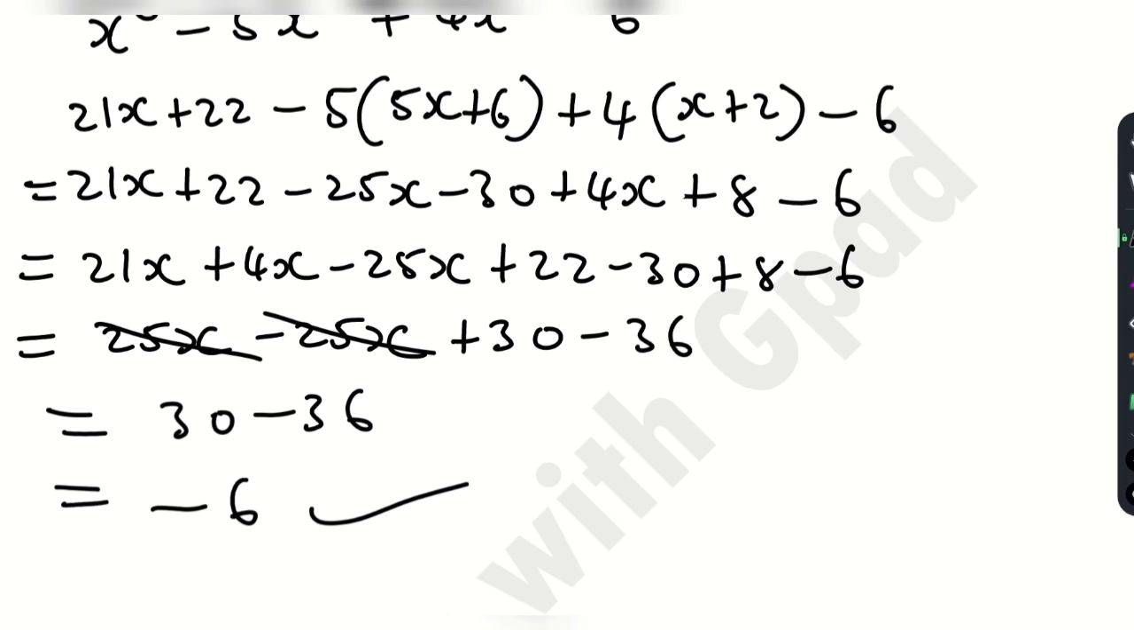I hope you enjoyed this video. Don't forget to put x equal to -1 into that expression, and let's see if you get -6. Do let me know what you got in the comment section.